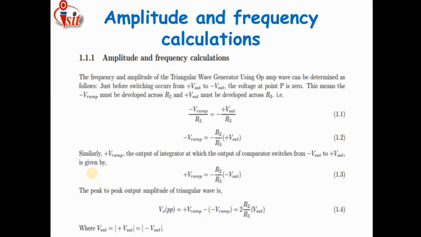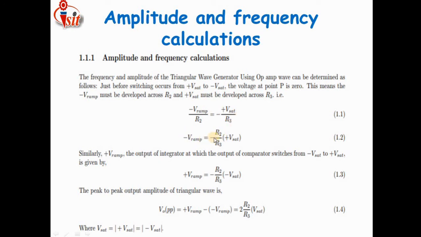Along with this, for the amplitude and frequency calculation of the triangular wave, the frequency and the amplitude of the triangular wave generated using the op-amp can be determined in the following way. Just before switching occurs from positive saturation to negative saturation, the voltage at point P is 0. This means that the negative ramp must be developed across R2 and the positive saturation must be developed across R3. That is, negative ramp divided by R2 is equal to positive saturation divided by R3.